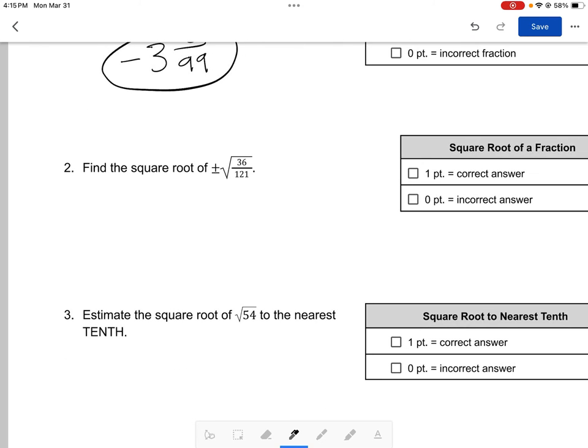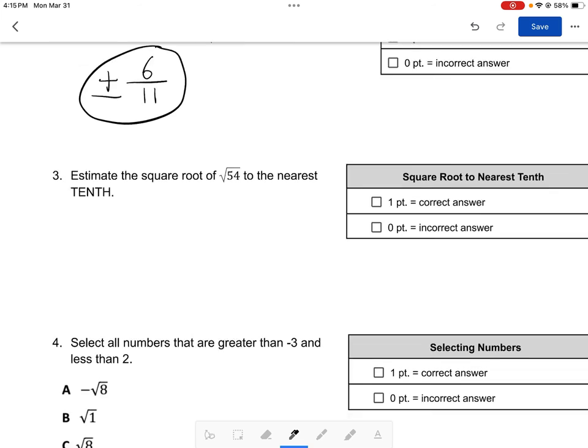Number 2, the square root of 36 over 121. I'm going to include my plus and my minus sign. The square root of 36 is 6, and the square root of 121 is 11. So my answer is plus or minus 6 over 11.